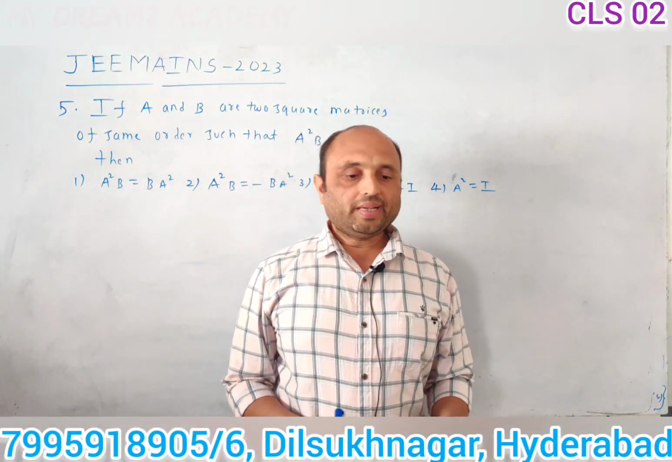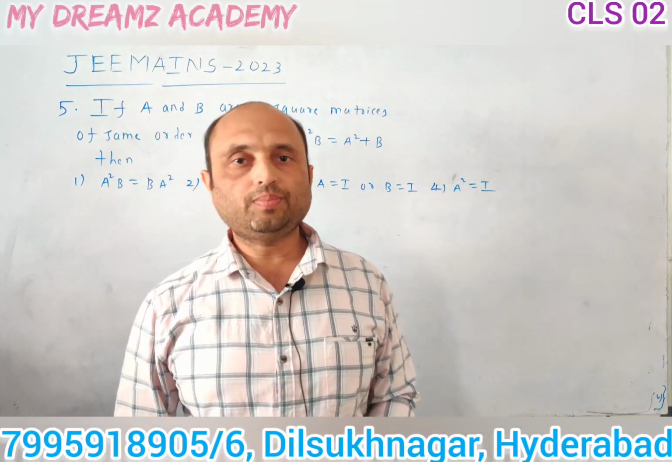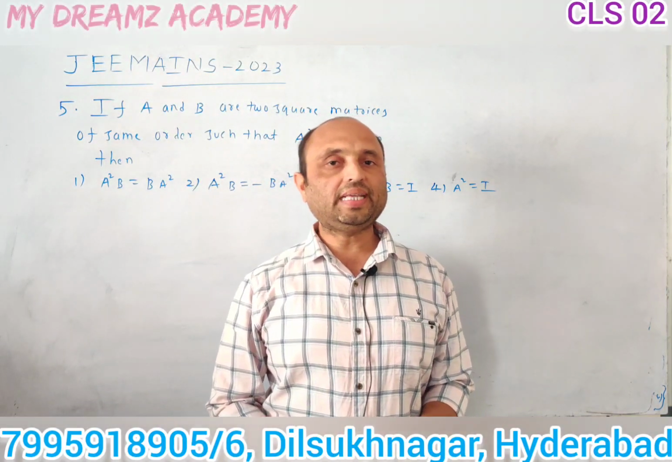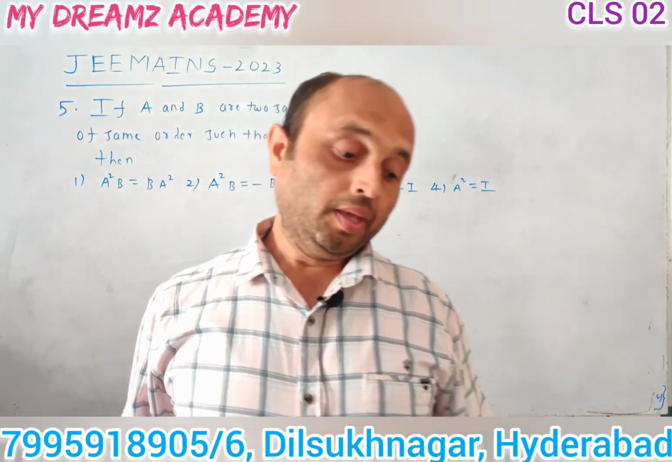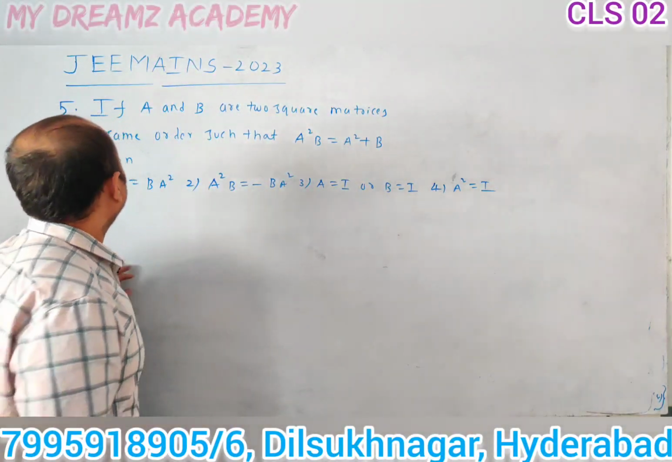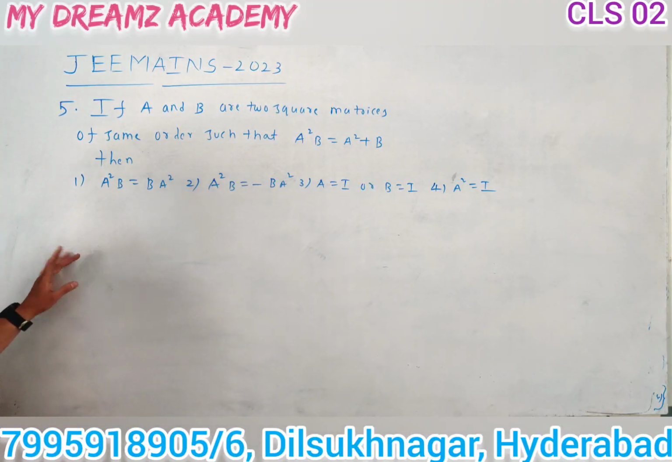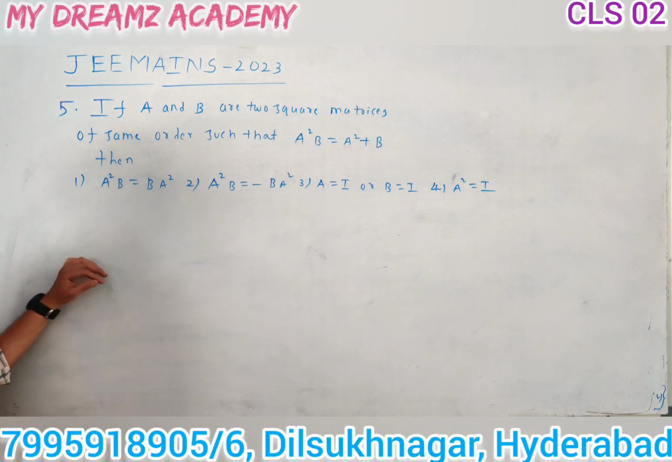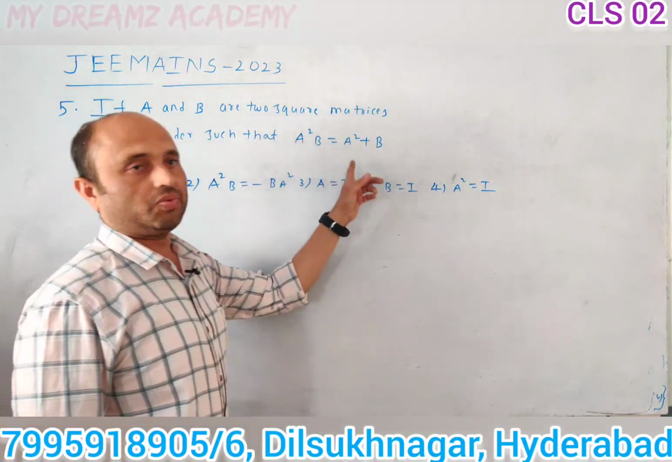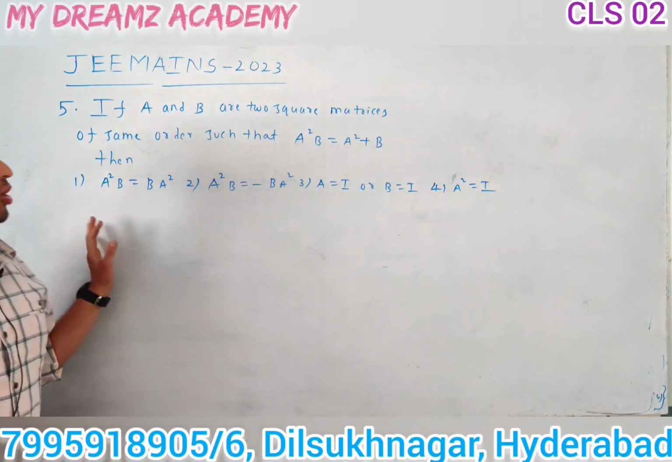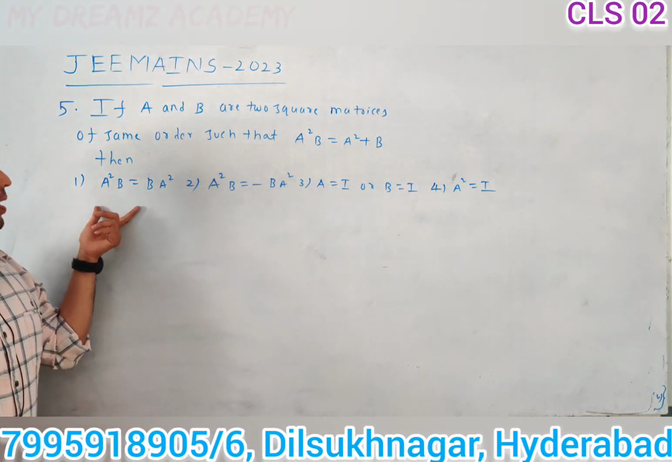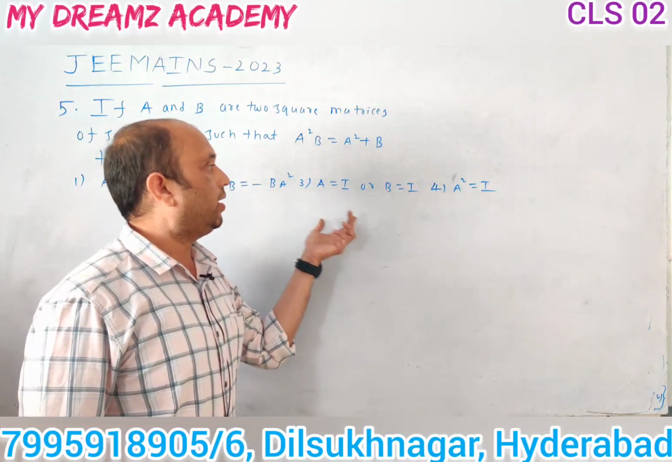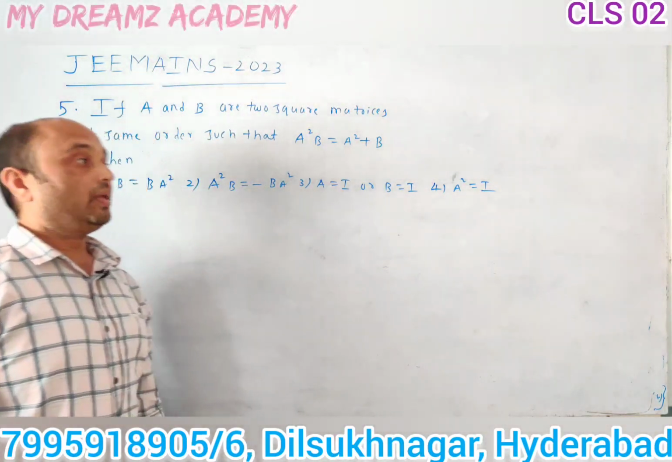Today I will explain a few more questions from yesterday's JEE Mains 2023 paper. The fifth question: A and B are two square matrices of the same order such that A square B equals A square plus B. Which option is true? A square B equals B A square, B equals minus B A square, B square equals I, or A square equals I.